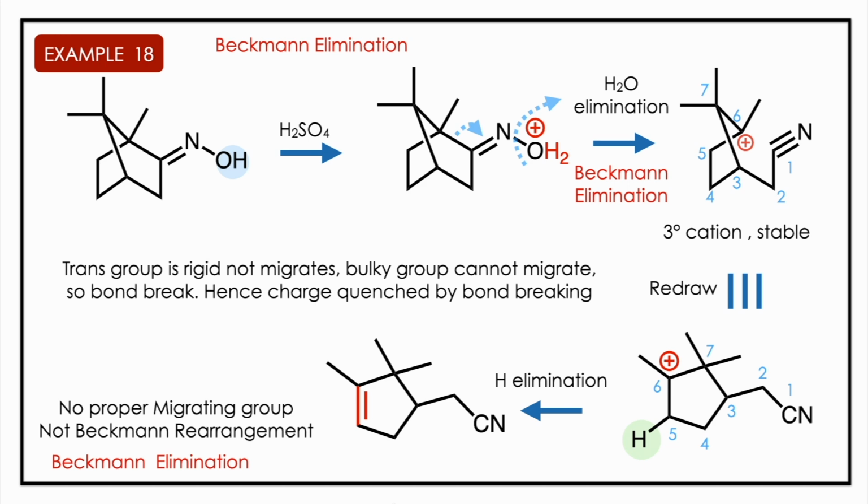Since the intermediate is a stable cation, Beckmann elimination happens. So cyanide forms with cation. The cation is a tertiary cation, very stable. Beckmann elimination is the only possibility. Since the ring is also rigid and the cation also stable, the only possibility is Beckmann elimination. If you redraw nicely, you have bicyclic compound to monocyclic compound with cation. Then the cation has to be quenched. So hydrogen migrates, you have alkene formation. This kind of example we have seen already, but a different perspective is given here.